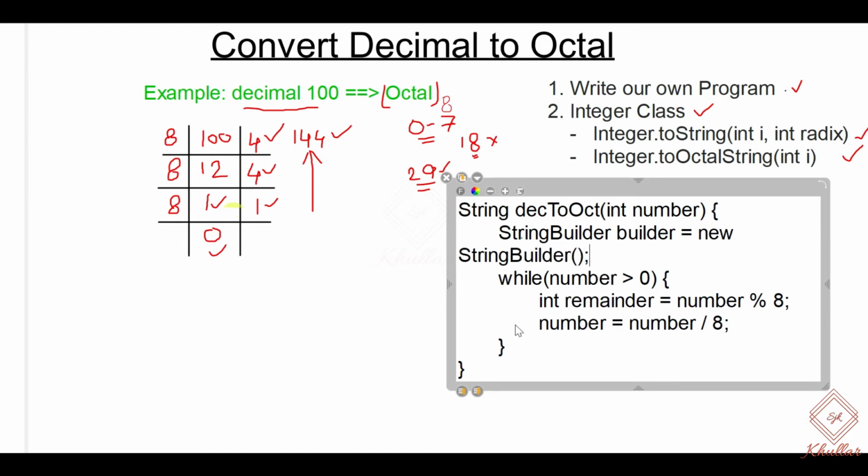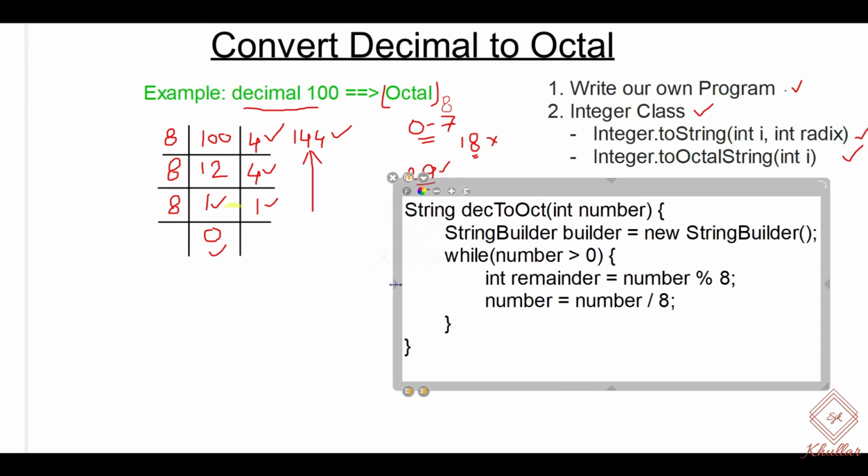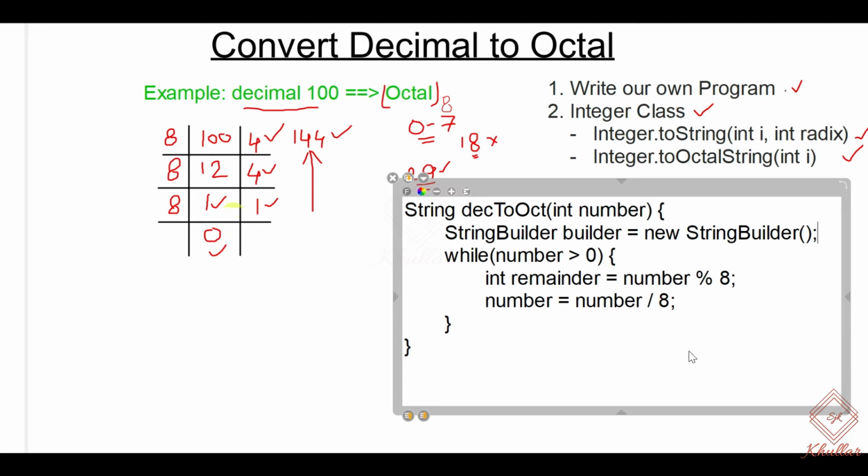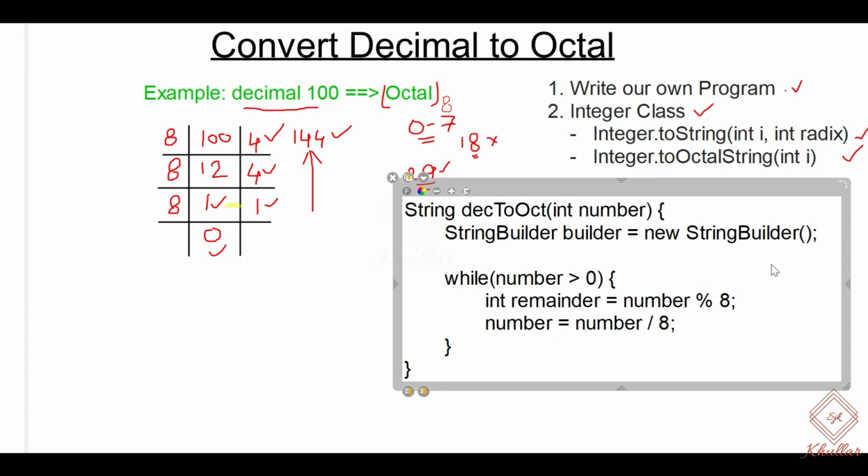I will tell you why we are using string builder, so just be patient for a couple of minutes more. It has some logical introduction here in our program, why we are using string builder. Okay, now let's take our example. Our example is 100, right? So we want to perform the conversion from 100 decimal to the octal representation. So our input number is 100 here.